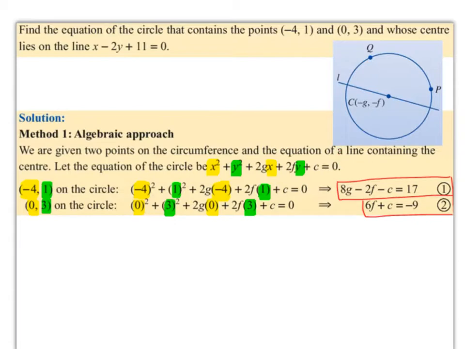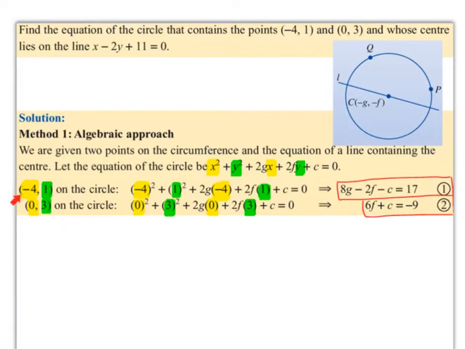So (−4, 1) is on the circle, so we swap each of the x's for −4 with brackets, each of the y's for 1 with brackets. Multiply out the brackets and simplify. We get 8g − 2f − c = 17. So letters on the left and the constants on the right. So this is equation 1.